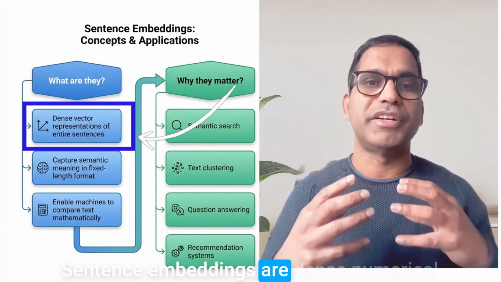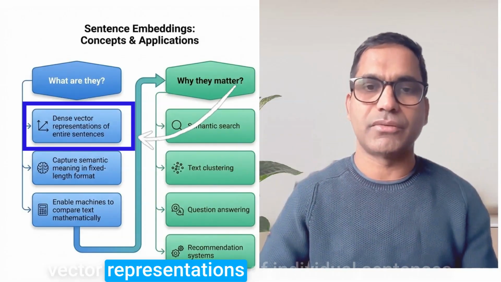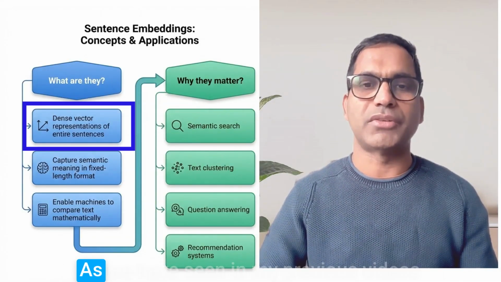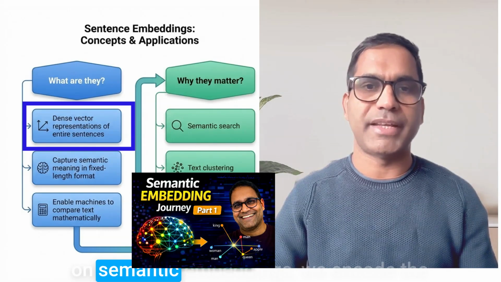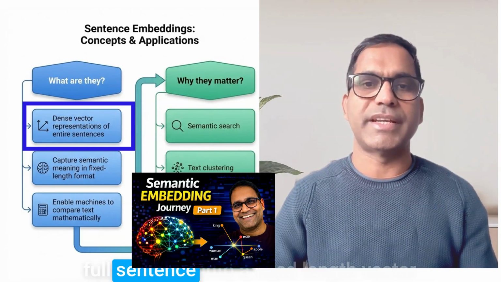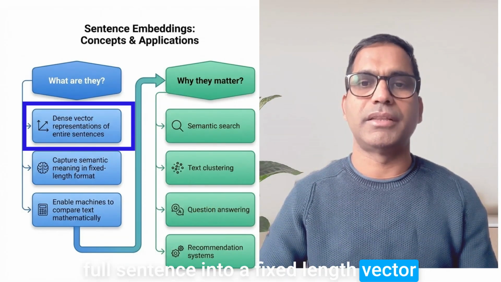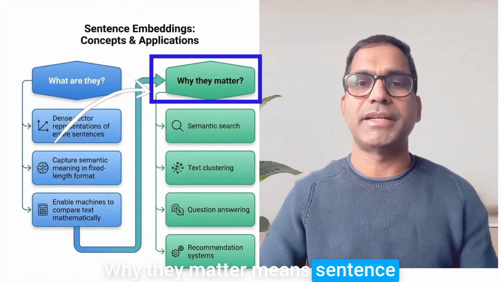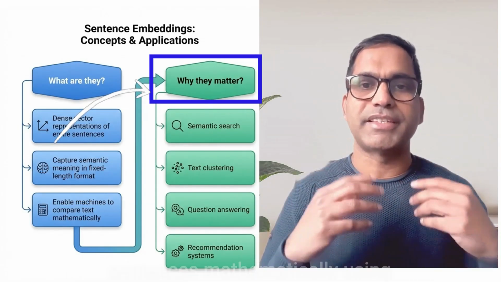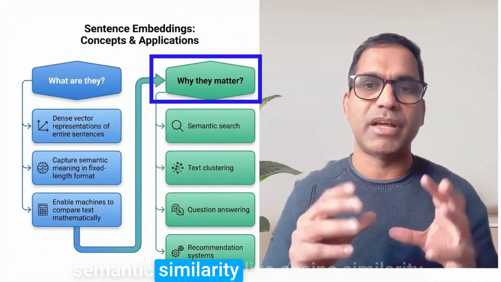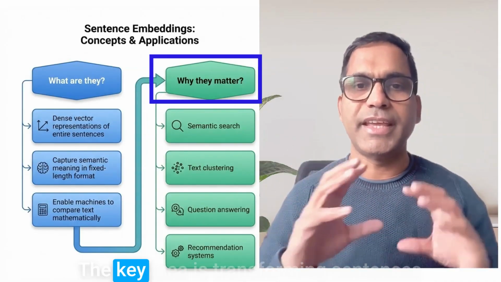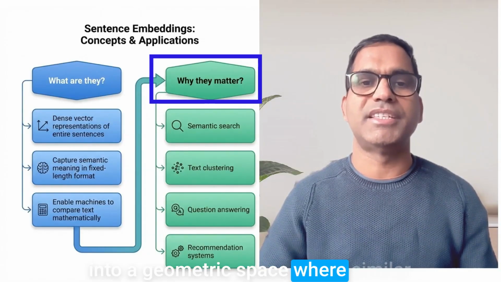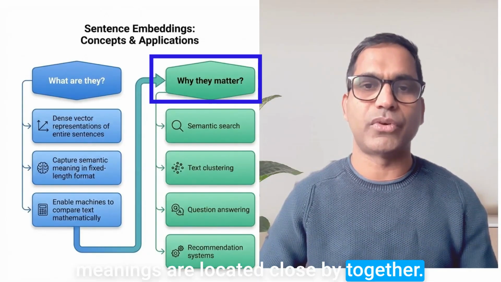Sentence embeddings are dense numerical vector representations of individual sentences. Instead of representing text word by word, as we have seen in my previous videos on semantic embeddings, we encode the full sentence into a fixed length vector that captures its semantic meaning. Why they matter: sentence embeddings allow machines to compare sentences mathematically using semantic similarity like cosine similarity. The key idea is transforming sentences into a geometric space where similar meanings are located close together.